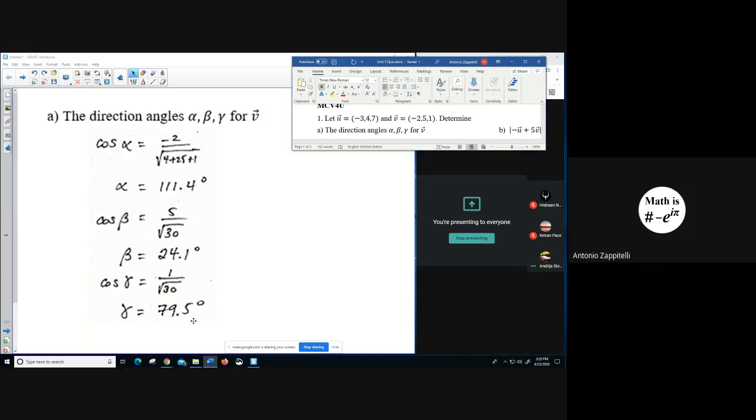Okay? And we shouldn't be surprised that we are seeing an obtuse angle here and two acute angles. So we expect that when the vector's on the other side of the axis from the positive part of the axis, the angle to it will be greater than 90 degrees. Okay? So any issues with this one here?